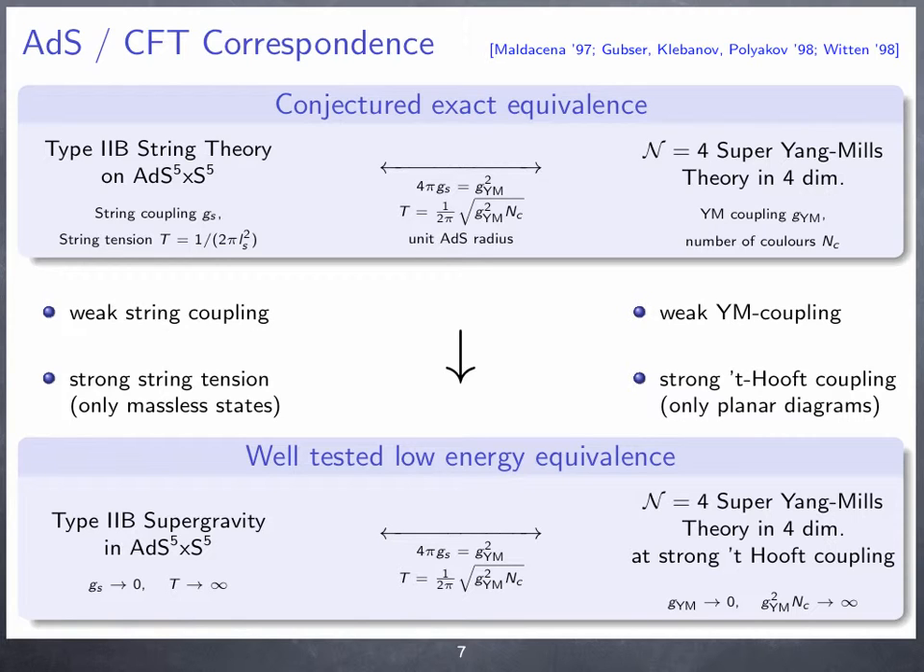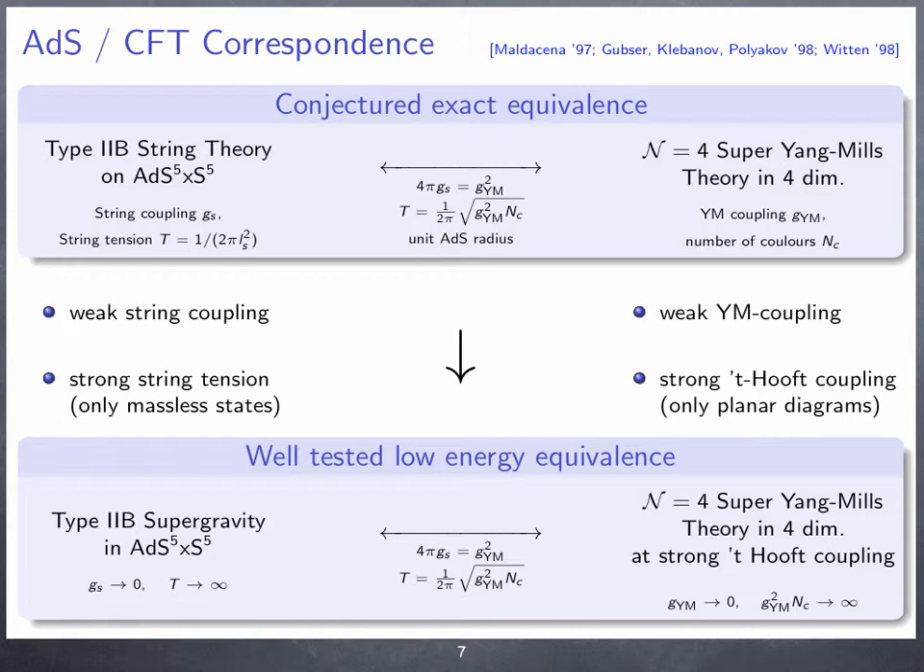On the right-hand side, this corresponds to taking weak Yang-Mills coupling and also strong 't Hooft coupling. Now, the 't Hooft coupling is this combination, g Yang-Mills squared times N_c, which is the relevant coupling for theories with a very large number of colors. And then the appropriate description is this N equals 4 super Yang-Mills theory at strong 't Hooft coupling and vanishing Yang-Mills coupling, which is also equivalent to saying at a large number of colors, N_c.